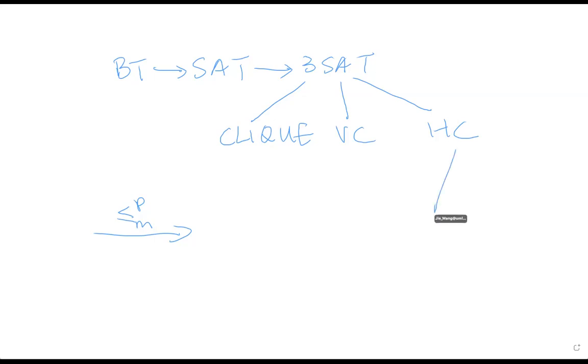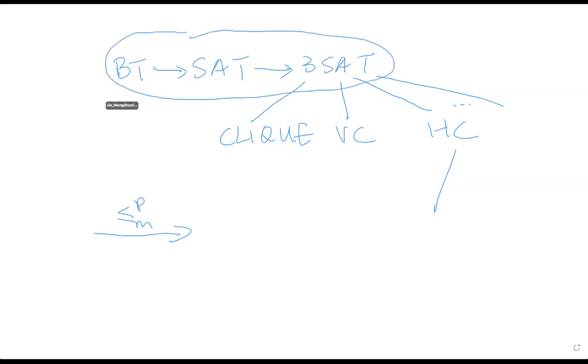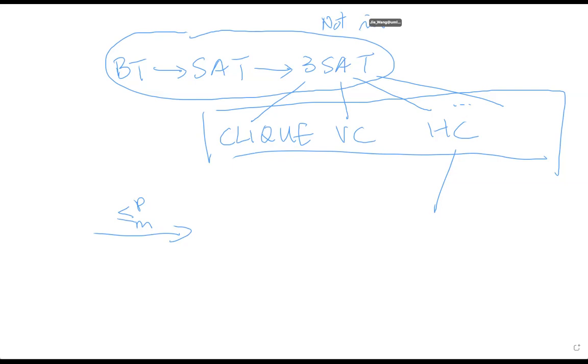And then we are going to add some more here. So after HC, we have two more NP-complete problems we would like to talk about that are in your textbook also. This part is not in your textbook. It's in the handout and in my slides, but not in the textbook, while the rest of the parts will be in your textbook. So this is the roadmap. All right. So now let's look at this thing.